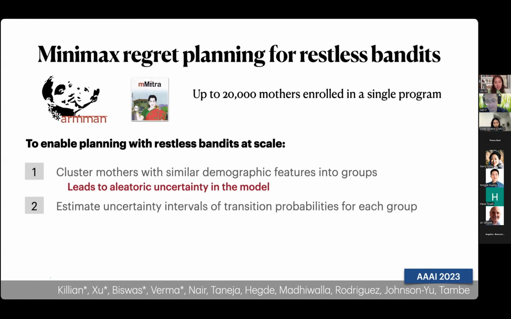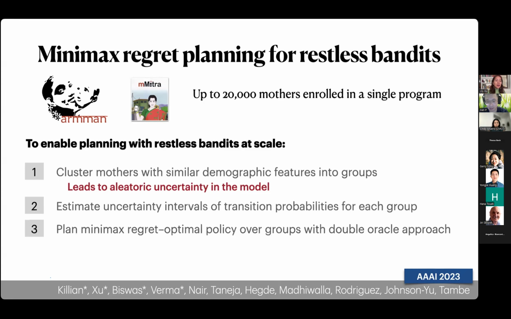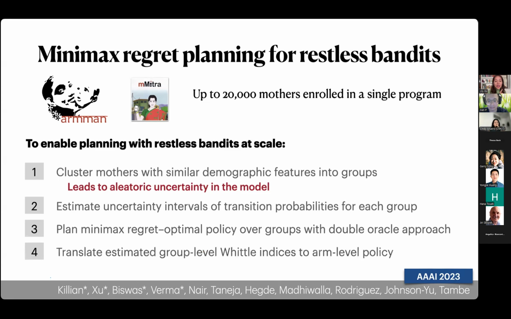And then what we can do is take these clusters, take our historical data, and estimate uncertainty intervals for the transition probabilities within each group. And then we can take the approach that we've just introduced for applying double oracle to this minimax regret planning process and do that planning at the group level. And then we can translate those estimated group level Whittle indexes into some arm level policy, so translating the group level estimates to the individual.